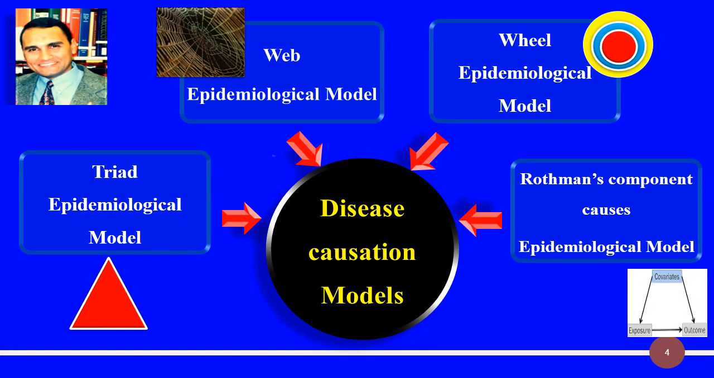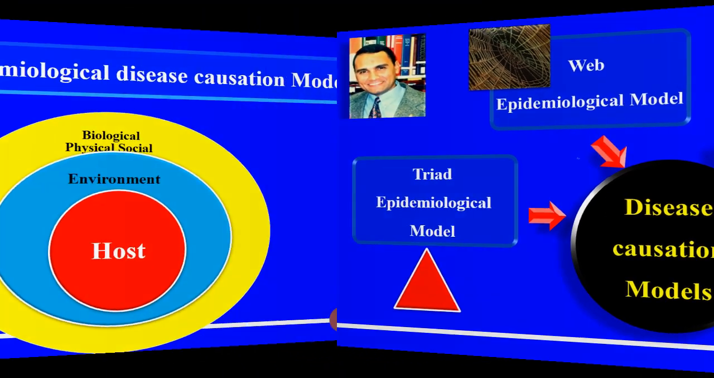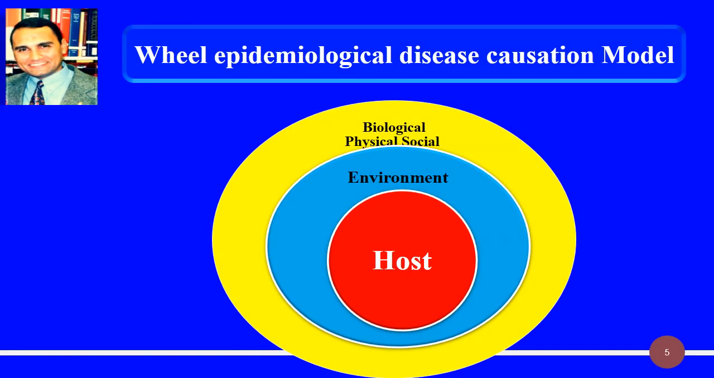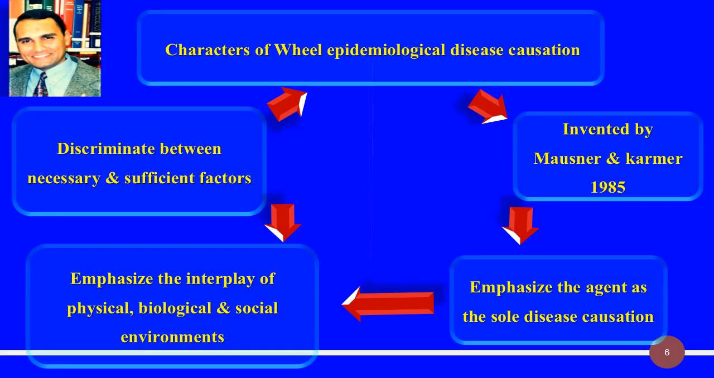All over the world, there are four disease causation models that are important in understanding how disease occurs: the triad epidemiological model, the web epidemiological model, the wheel epidemiological model, and Rothman's component cause model. Wheel epidemiological disease causation model. Characteristics of the wheel epidemiological disease causation model.